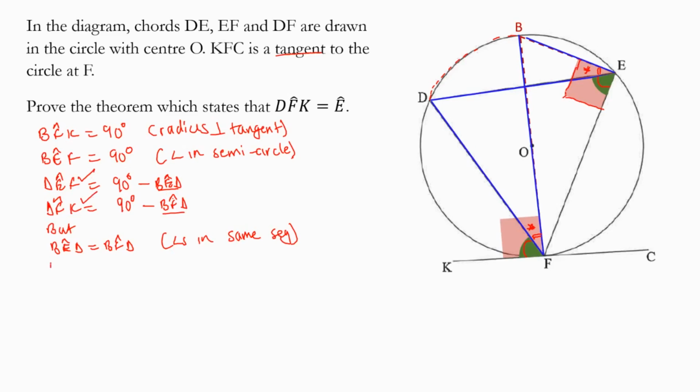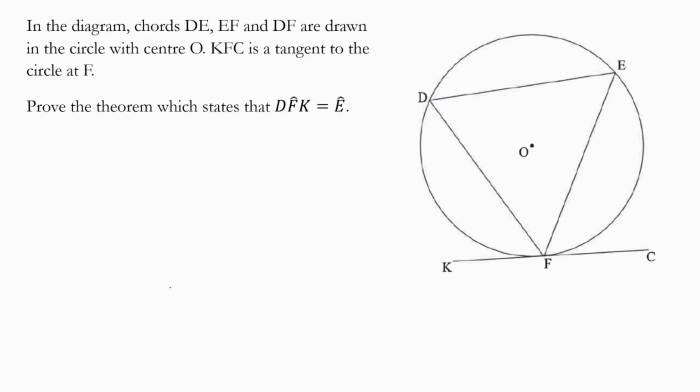Therefore angle DEF is equal to angle DFK. You see that? So we've proved that angle DFK is equal to angle E. Angle DEF is angle E. So we can say angle E is equal to angle DFK. Okay, done.